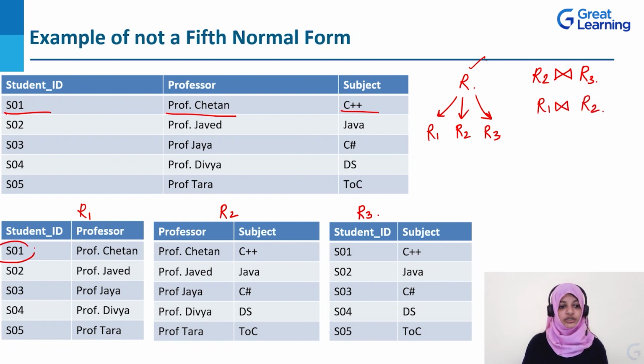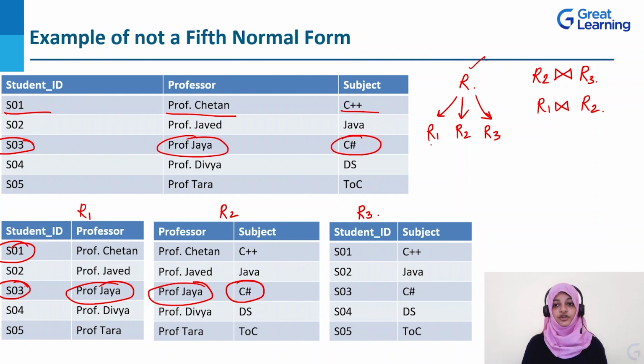Let us take an example of R1 joining with R2. If we consider student S1, or let us consider student S3. Student S3 is currently working under Professor Jaya. Professor Jaya teaches C#. This means that S3 should ideally be learning C# from Professor Jaya. This is an actual tuple that is present as a part of the original relation. So as you can see, both of these joins are actually giving us back the original relation.